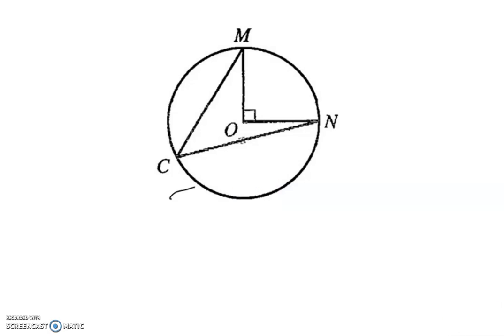So in this problem, we're shown the circle endpoints C, M, and N lie on the circle with the center O, and MON, this is 90 degrees. The question is, what is the sum of the measures of angles CMO, let's call it X, and angle CNO, this is Y?